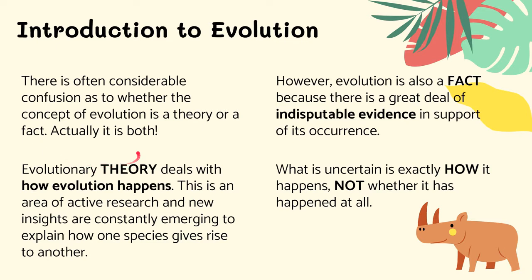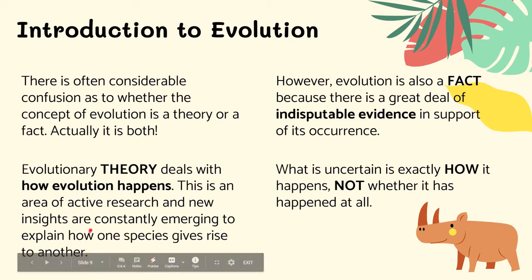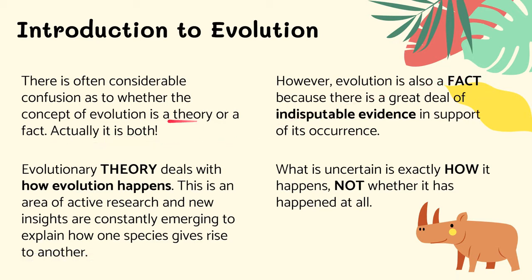Okay? It is a scientific theory because it tries to explain how life on Earth happened, how it changed over time. It's an area of active research, and we are constantly looking for evidence to support this theory. Right? It's a theory because it tries to explain how one species gives rise to another. So scientific theory. Evolution is also a fact. Okay, so it's both. Evolution is both a theory and a fact.